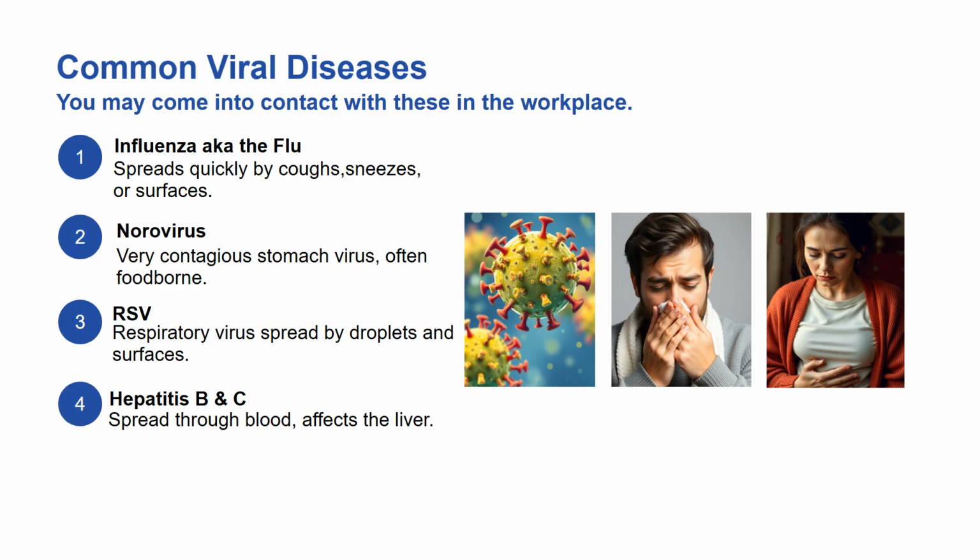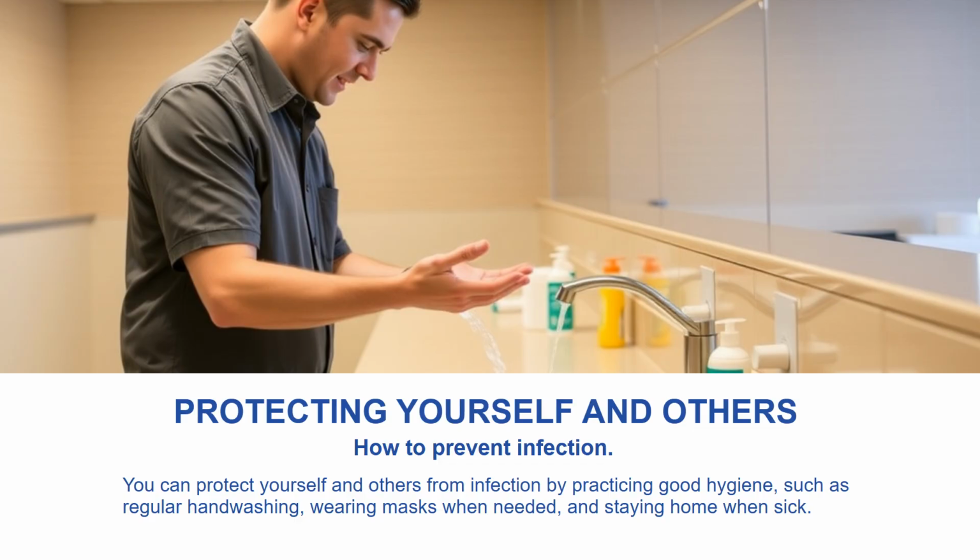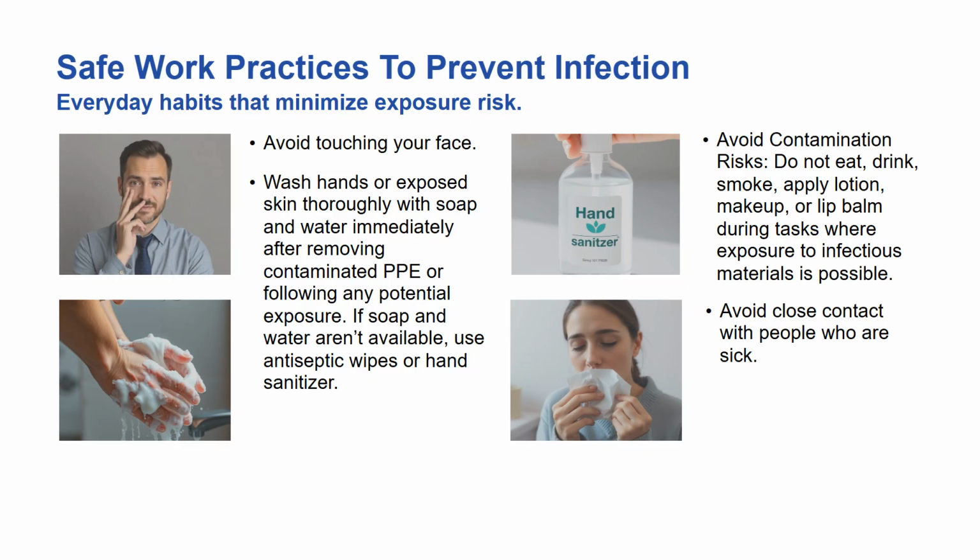RSV is a respiratory virus spread by droplets and contaminated surfaces. Hepatitis B and C are blood-borne viruses that affect the liver. You can protect yourself and others from infection by practicing good hygiene, such as regular hand washing, wearing masks when needed, and staying home when sick.